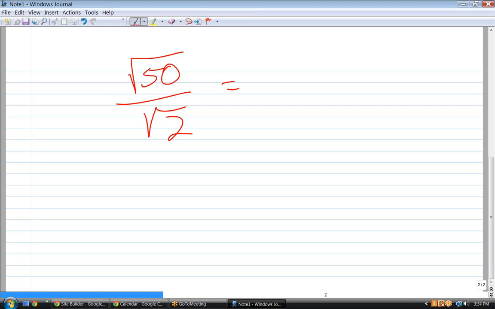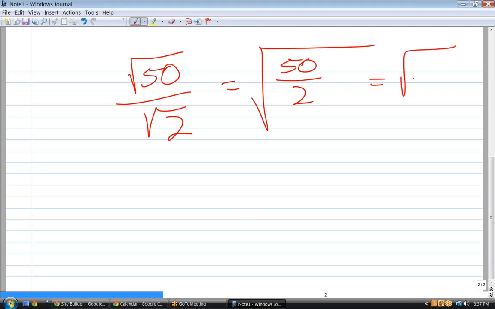What's that equal to? So it's equal to 5 root 2 over root 2. Okay. And then those two cancel. So it's equal to 5. Notice that, yes, that is true, but notice that it's also equal to the square root of 50 divided by 2, which is the square root of 25, which is 5. Okay.